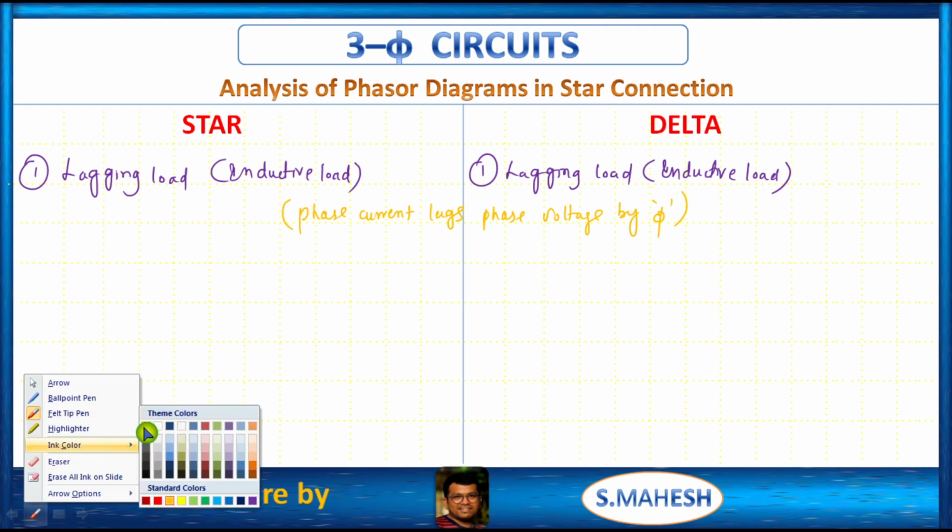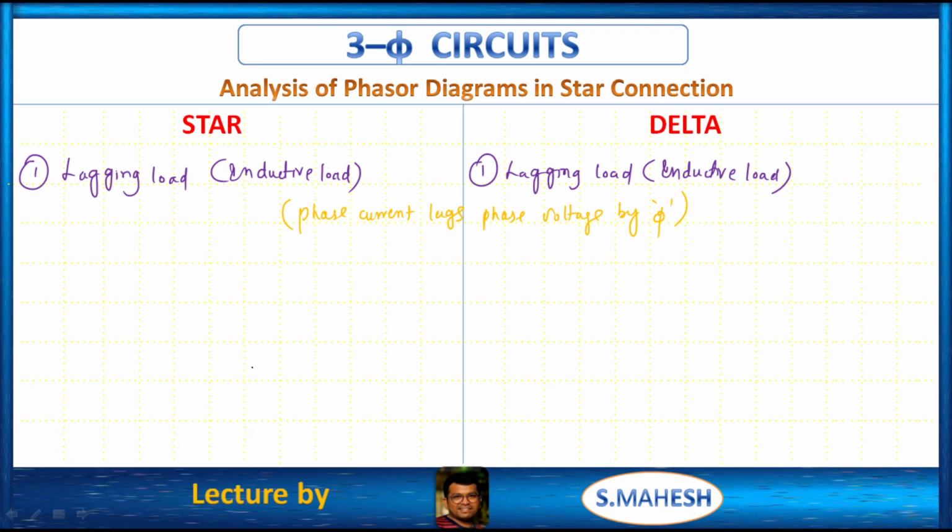Now here I am telling the important trick to draw phasor diagram. First you have to draw phase voltage. If you consider any phasor diagram, first you have to draw phase voltage. Later you have to check the load. Here the load is lagging load, so always after drawing phase voltage you have to draw phase current. That's it. Phase current lags phase voltage by phi. Later we have to draw line voltage in case of star connection, then line current in case of delta connection.